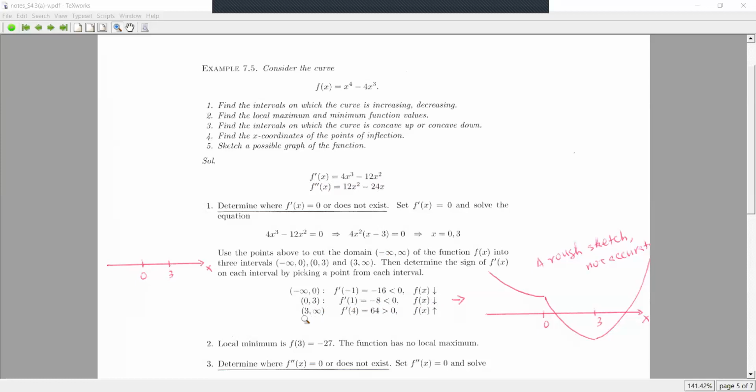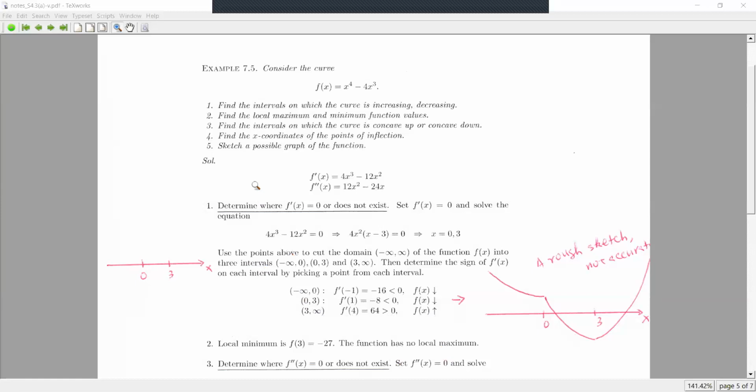The third interval, 3 to infinity. Arbitrarily pick a point, say pick 4. Then evaluate the derivative at 4. I get 64, greater than 0. So on this interval, the derivative is greater than 0. Slope greater than 0 everywhere. So the graph is increasing.